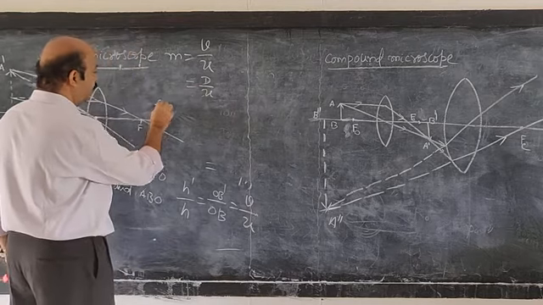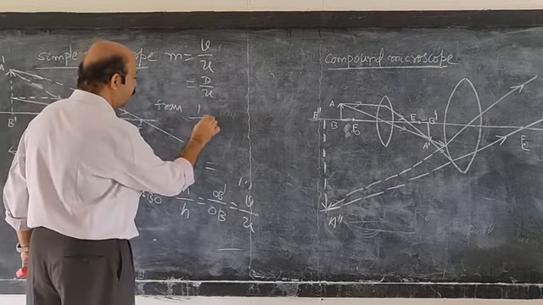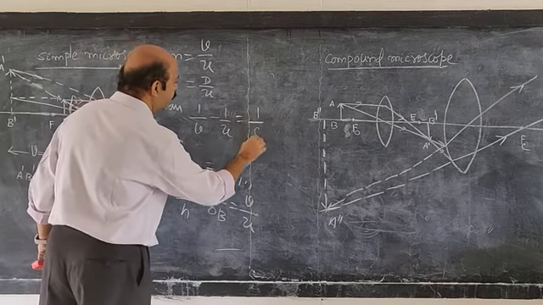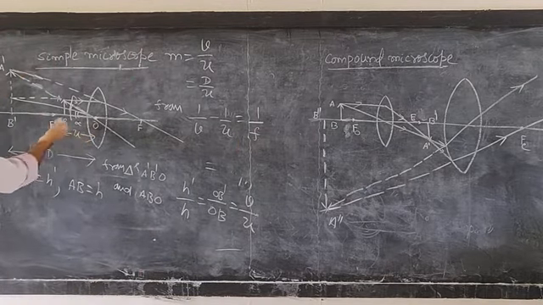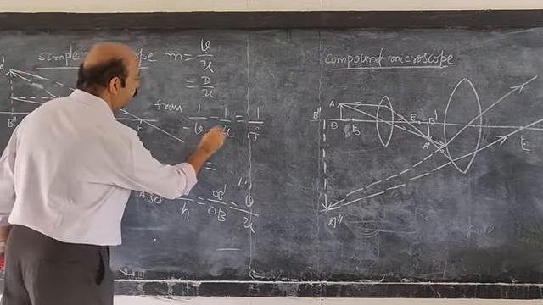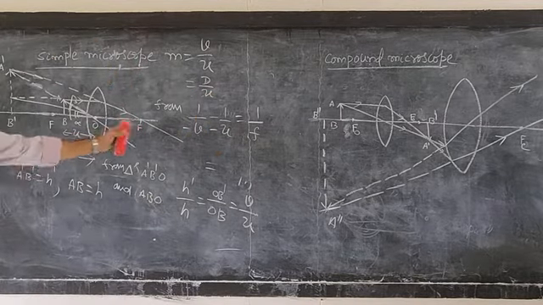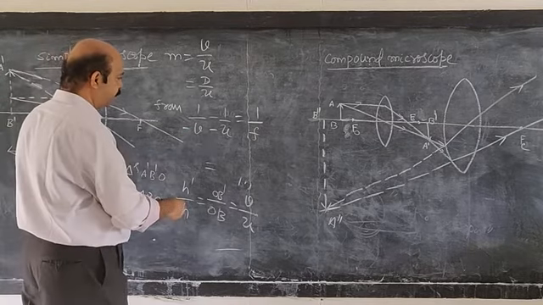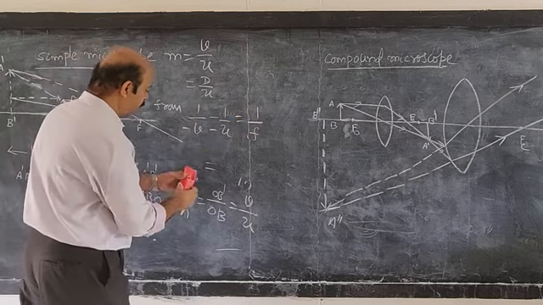But from the lens formula, that is 1 by V minus 1 by U is equal to 1 by F. So here the distances V and U are both negative, and the focal length of the convex lens is positive because the focus you can take to that side. Now take this minus 1 by V to that side. So what will happen?